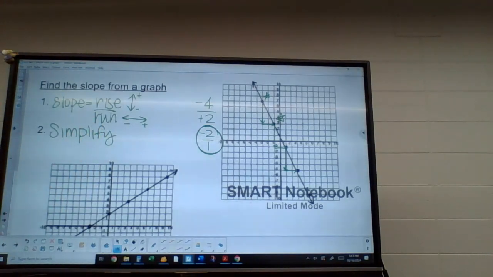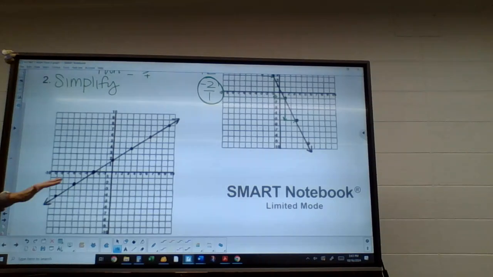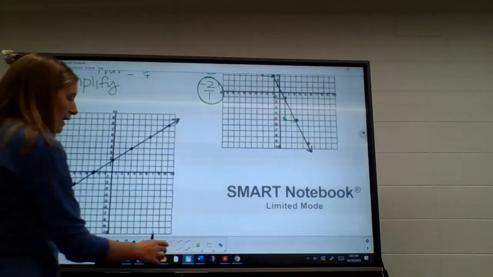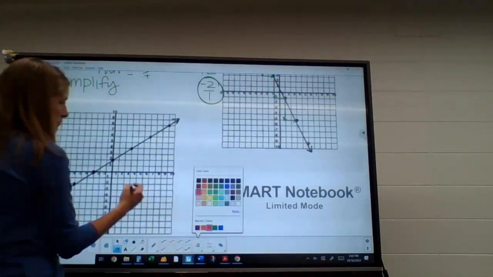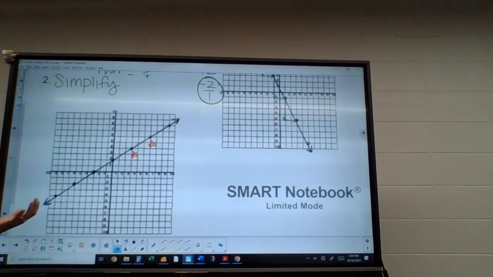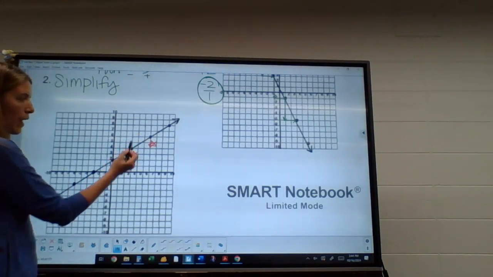Great. So we're going to look at this next one here. Now this one I can tell is going uphill, so it's positive. We're going uphill. And again, I pick any 2 points that I want to choose. So I'm going to choose these 2. Doesn't really matter which ones I choose. So I'm going to use, again, my rise over my run.